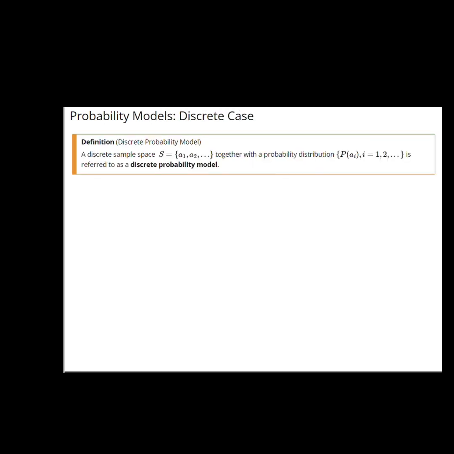A discrete probability model consists of a discrete sample space together with a probability distribution defined on that sample space. In other words, a set of probabilities for each of the simple events in S. We'll refer to this as a discrete probability model.